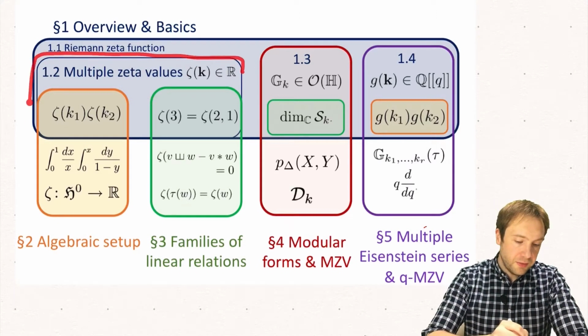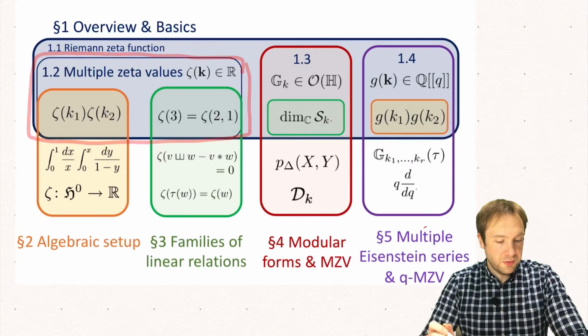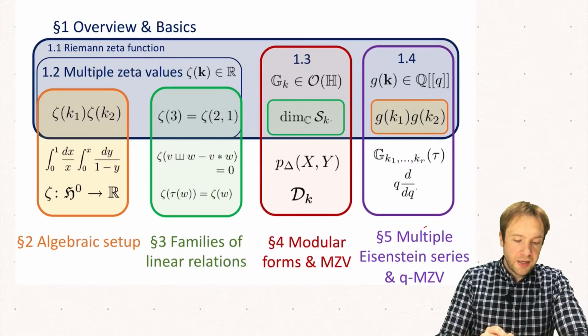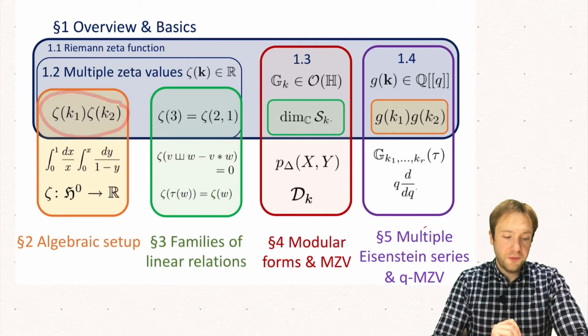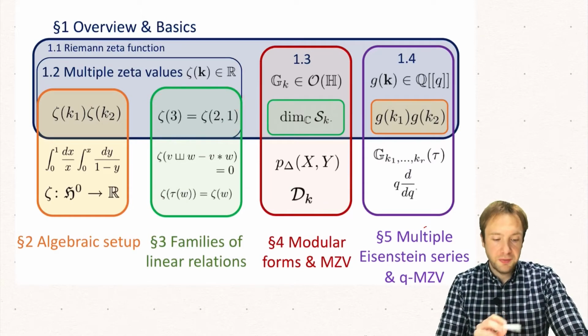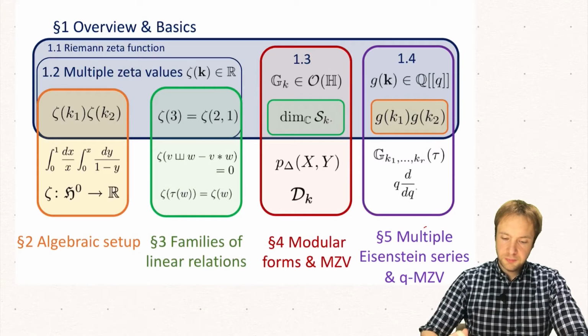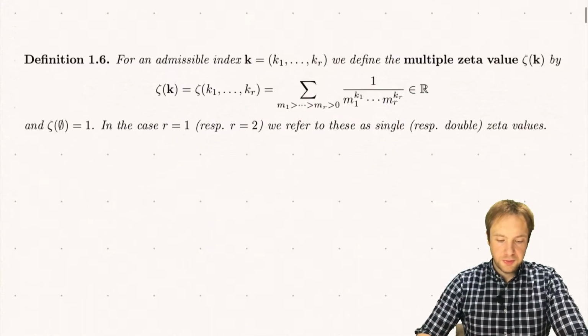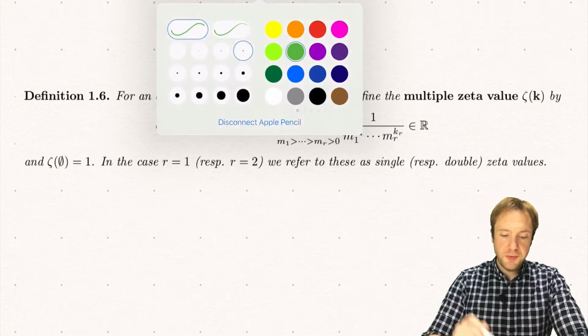And today I want to do subsection 1.2 and talk about products of the Riemann zeta values, and also I want to talk about some linear relations among these multiple zeta values. So let us recall the definition of multiple zeta value.